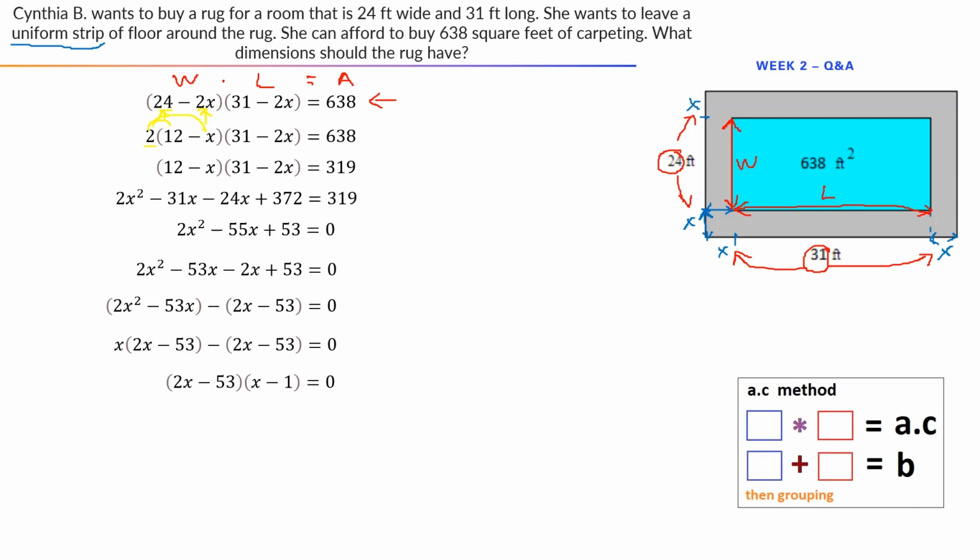Okay. Now I divide this one by 2. Divide this one by 2. I have 2 divided by 2 is 1. Right? 1 multiplied with anything is just that thing. So 638 divided by 2 is 319. Now I got this step.